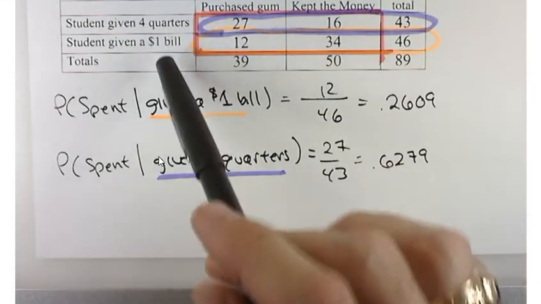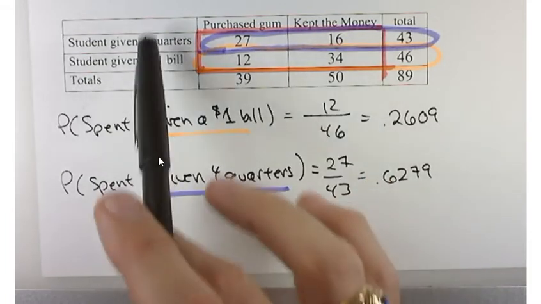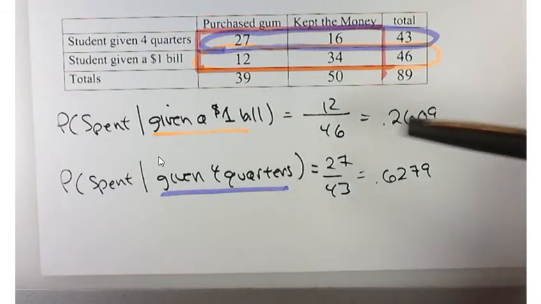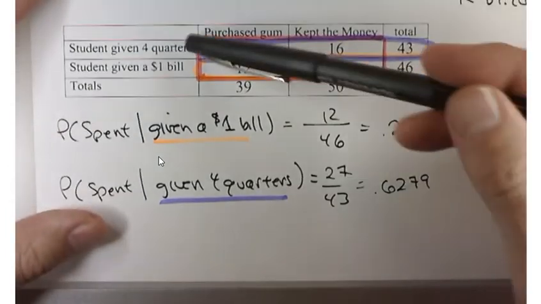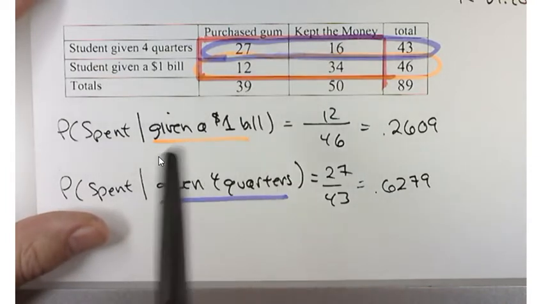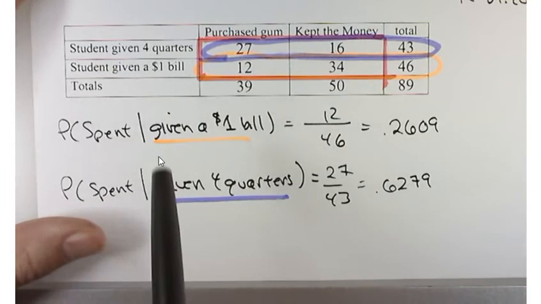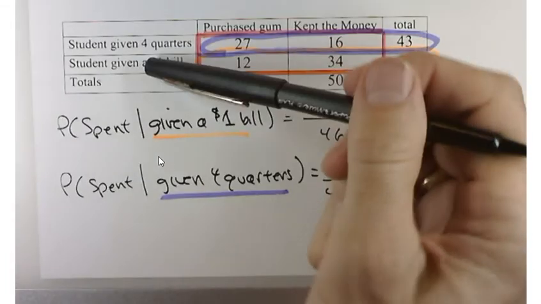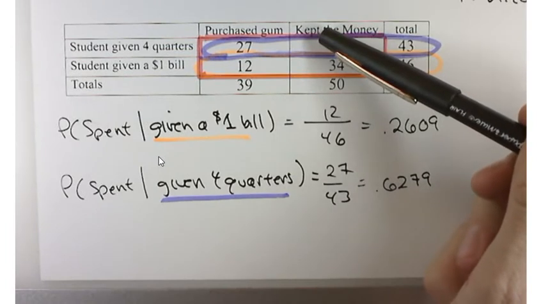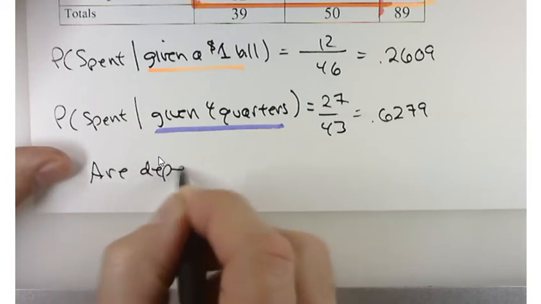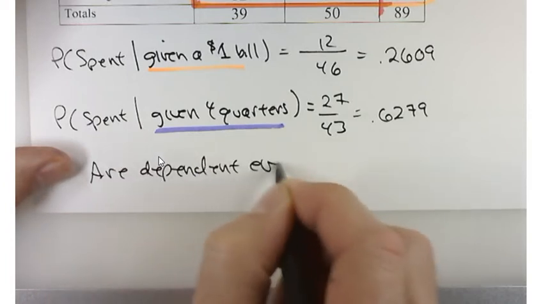Are these two variables independent? Whether or not they spend something and what type of bill or what type of currency they're given, are those independent? Let me ask it a different way. Does the type of bill or the type of currency you're given affect your probability of spending your money? Yes. So they're not independent, are they? Because the outcome of one affects the probability of the other one. So they're not independent. These are dependent events.